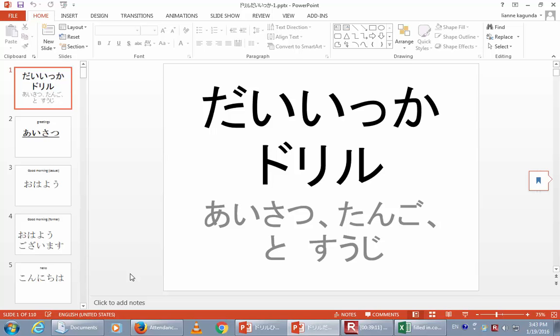Ichi, 1. Yon, one of the pronunciations for 4. The other is shi, a single character, so yon is the other one. Nana is one of the pronunciations for 7. The other being shichi. This one is yoji. Yo from yon, it drops the n for some reason, and yoji is 4 o'clock. Interesting, isn't it?